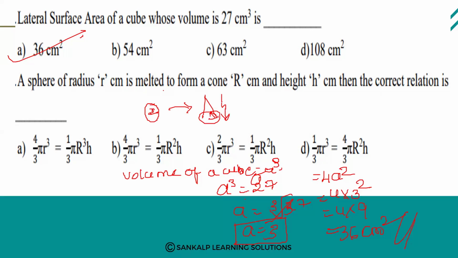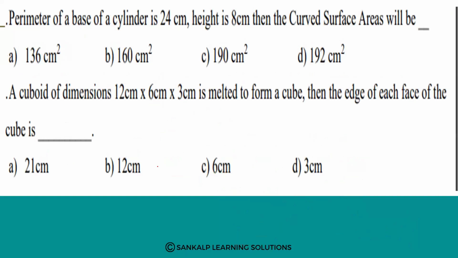Therefore volume of a sphere is converted into volume of the cone, that is 1 by 3 pi r square h is the volume of the cone. Here radius is capital R, therefore 4 by 3 pi R cube is equal to 1 by 3 pi r square h. So the option B is right. Volume of the sphere is equal to volume of the cone.